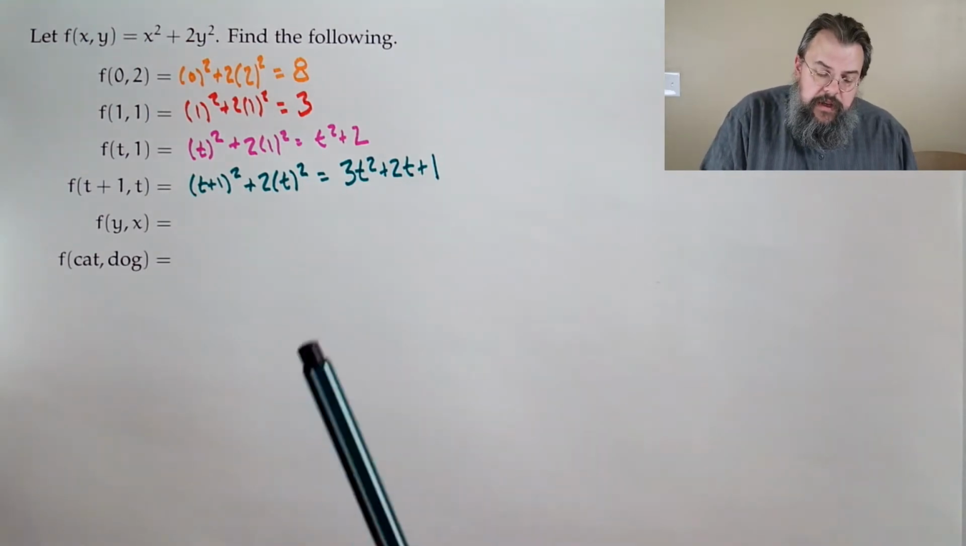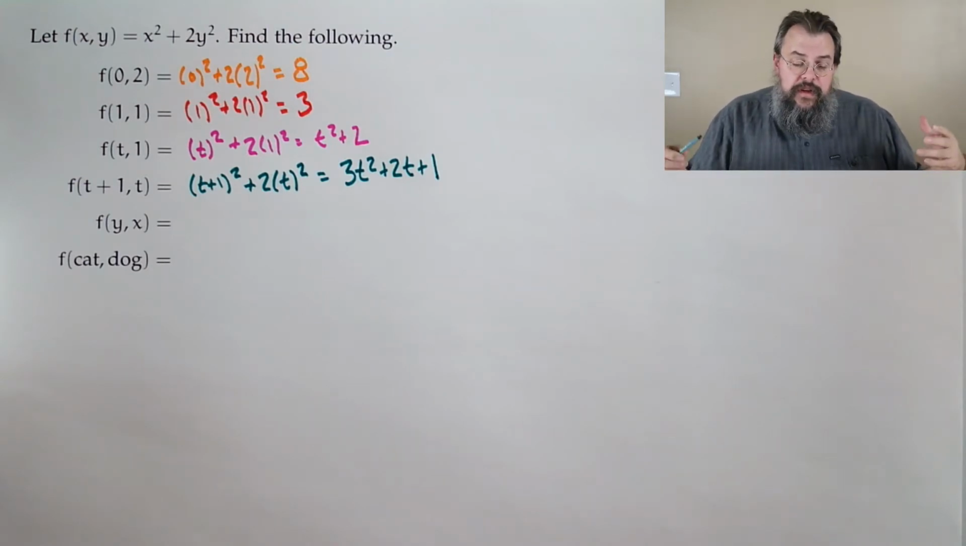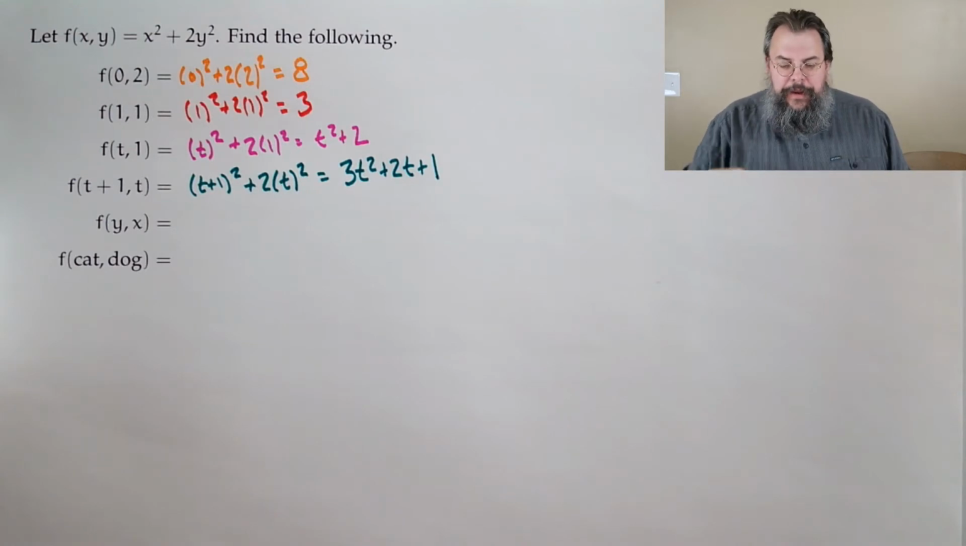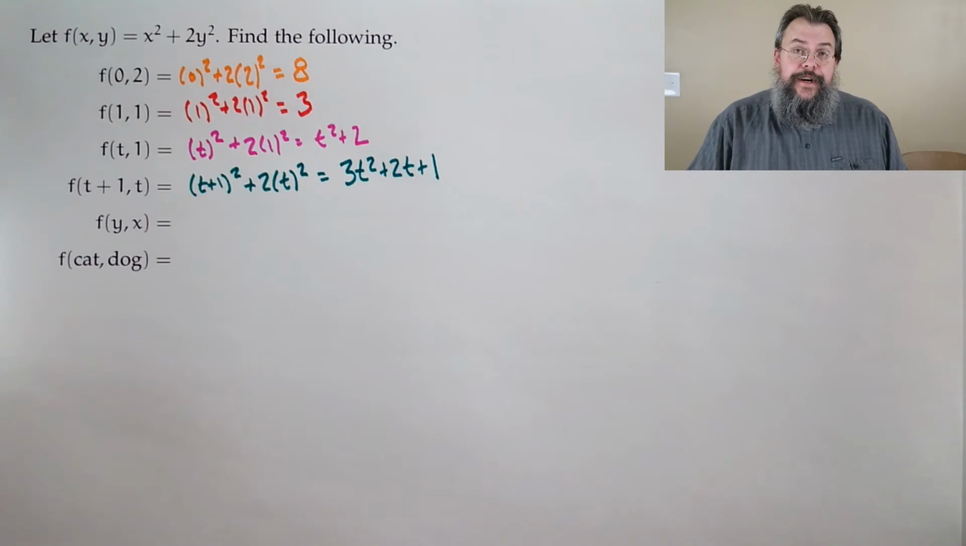Oftentimes, it really makes sense to have this intermediate step. If we just wrote down 3t squared plus 2t plus 1, we'd wonder where that came from. But because we had the intermediate step, we see what's going on.